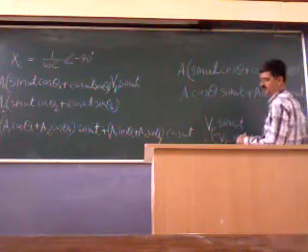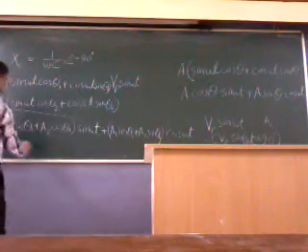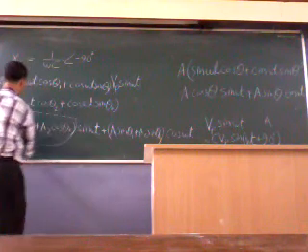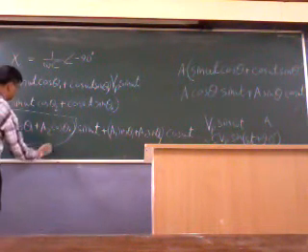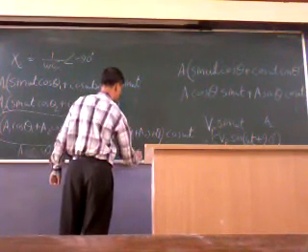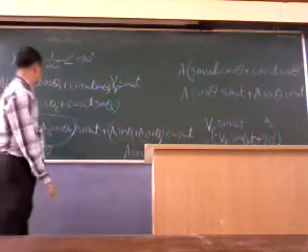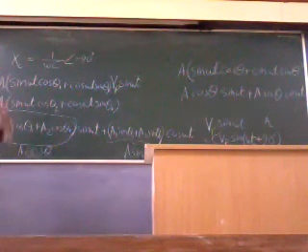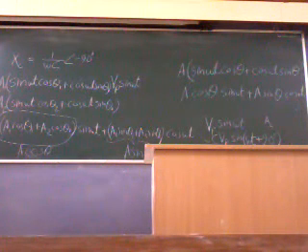If these two are to be equal, this must be equal to A cos theta and this must be equal to A sin theta. Right? If so, what would be A and theta?